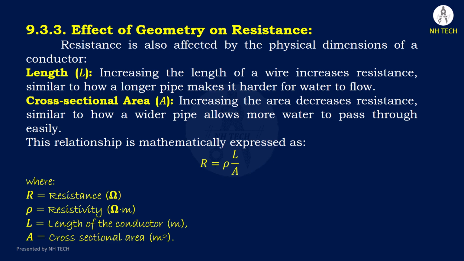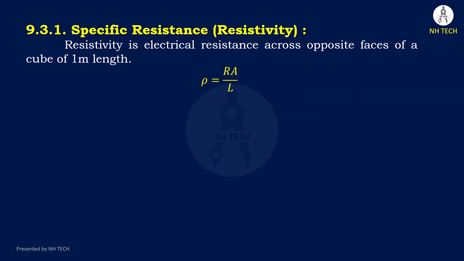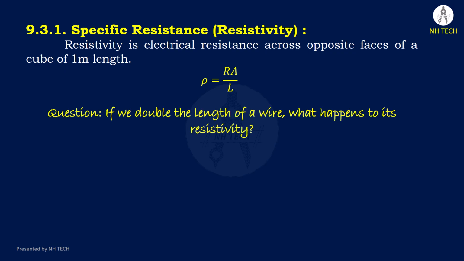is resistance, ρ is the resistivity of the material, L is the length of the conductor, and A is the cross-sectional area. Resistivity is also called specific resistance of a material. It is defined as the electrical resistance measured across opposite faces of a cube of material that is 1 meter in length. Here's a conceptual exam question: if we double the length of a wire, what happens to its resistivity?